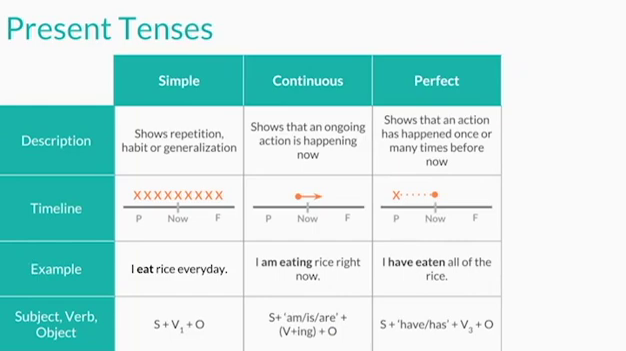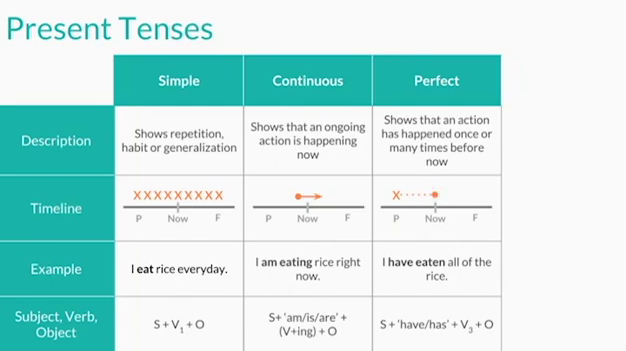We use the present perfect tense when we want to show that an action has happened once or many times before now. So if we look at the timeline, we'll see that an action has happened in the past and that it is somehow related to the present. This action that has happened in the past has happened in reference to right now.